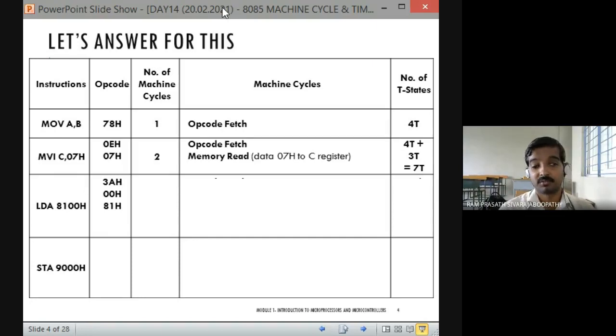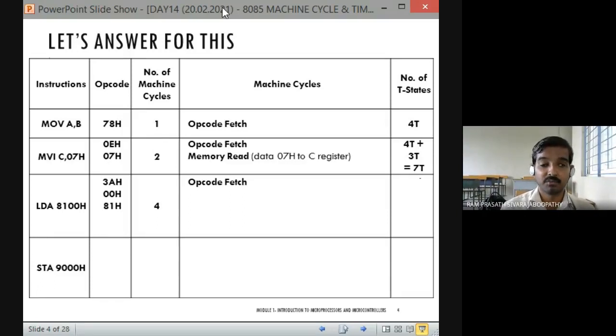Yes, very good. Classroom 1 they are typing, classroom 2 you have typed. 4 machine cycles. Okay. First one, what is it? To get the opcode. Opcode fetch machine cycle, that is 4 T states. Fine. Next step, to read the operand. After fetching the opcode, the CPU knows only that it has to get the data from memory to the accumulator.